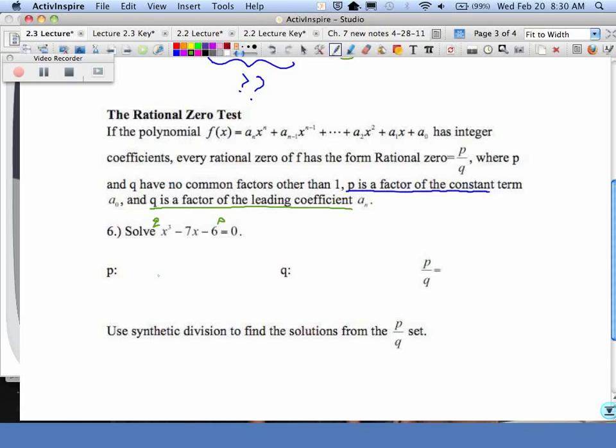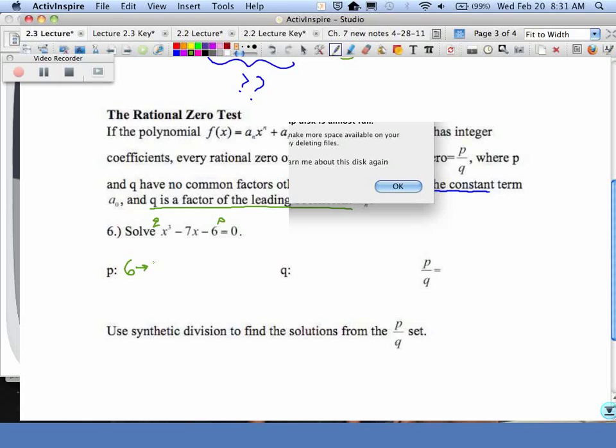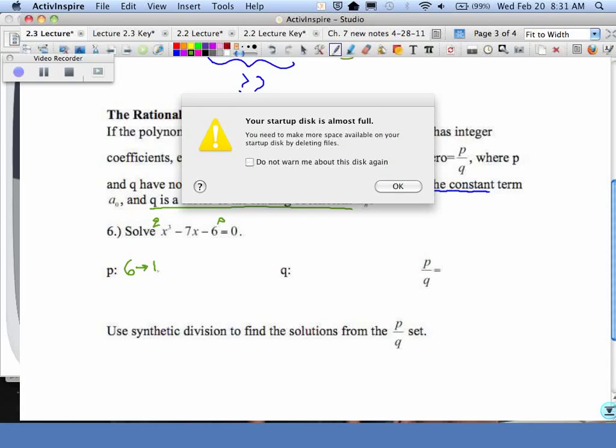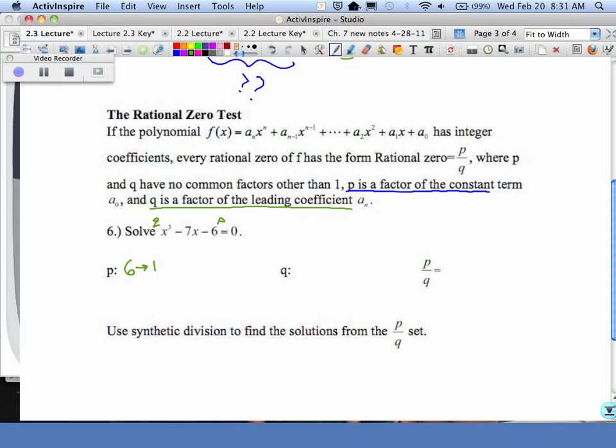So in this problem, we set the p equal to 6. I really don't care about the positive or negative. What are the factors of 6? One, 2, 3, 6. What are the factors of q? Well, q is a 1, so the only factors are 1.